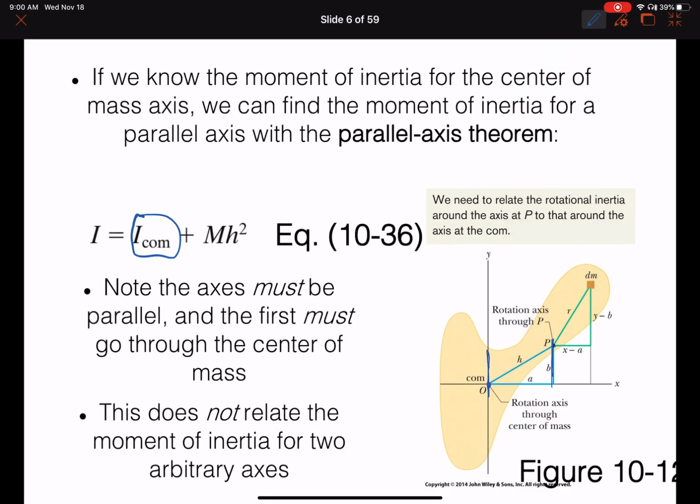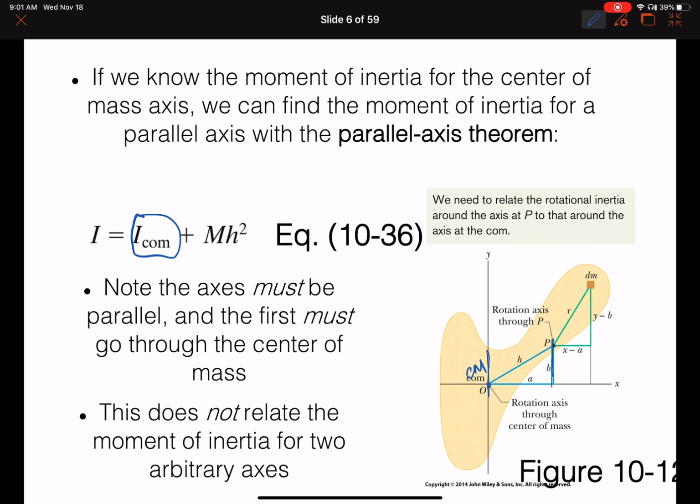So what I was talking about was, if you have an object and you know the center of mass, it's easier to rotate it through the center of mass. However, if the pivot point is shifted, you can use the parallel axis theorem. In order to do that, you have to know the moment of inertia about the center of mass of that particular object.